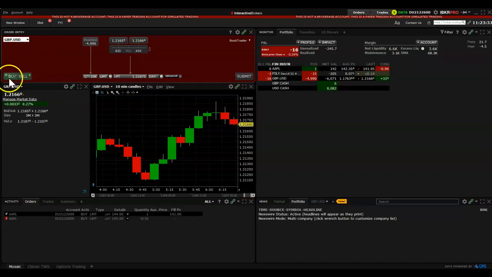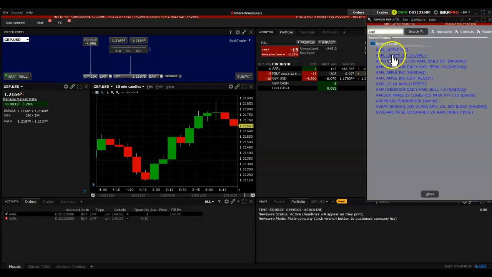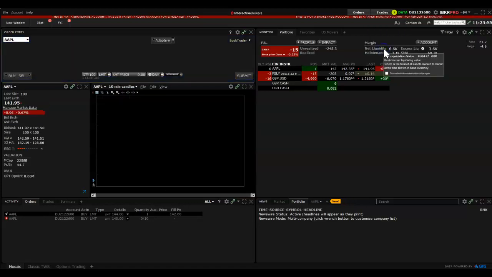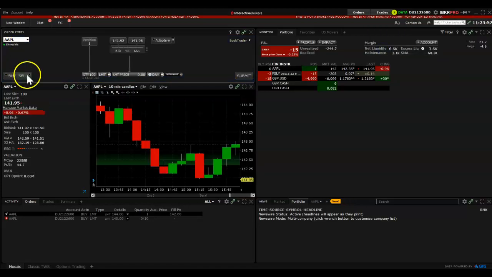So right now, let's just get on with how to buy a stock. Let's just say Apple. Whichever stock you want to buy, you search in this box right here. So AAPL in this case, you type that and hit enter, and then AAPL is here. You click that, and this is AAPL. If you want to short the stock, you click on sell. If you want to long the stock or buy the stock, you click on buy.